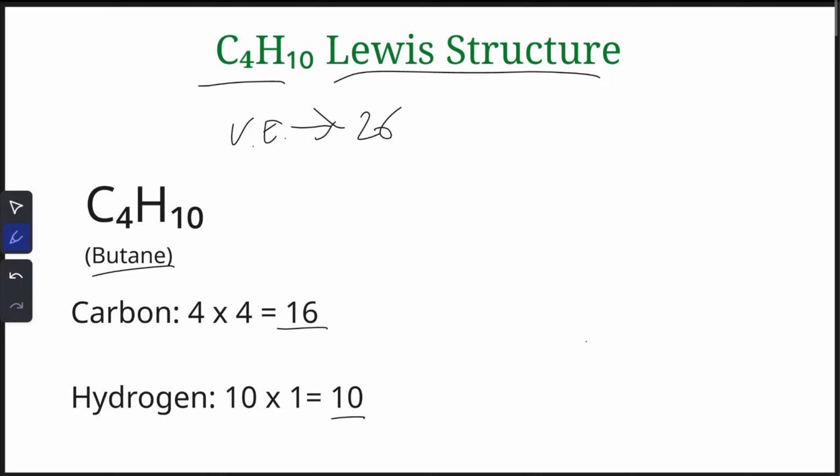Now, let us start drawing the Lewis structure of butane. First, we must connect 4 carbon atoms in a single chain. Now, let's add the hydrogen atoms.